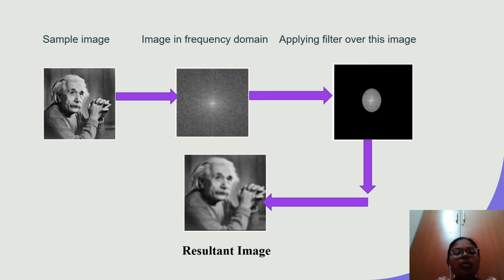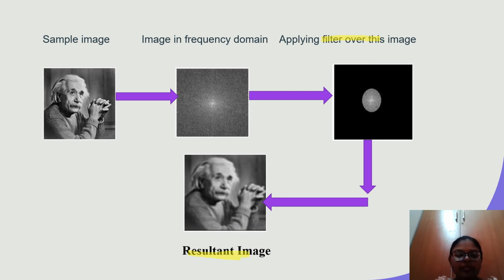Okay, now I am going to show you how the frequency domain is applied and how the filter is applied over the images. Here you have to see the simple sample image. Now the image in the frequency domain. If the image is in the frequency domain, it shows this, and after we apply the filter over this, the resultant image is shown by this.